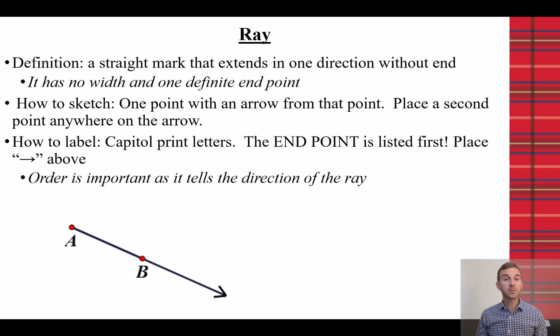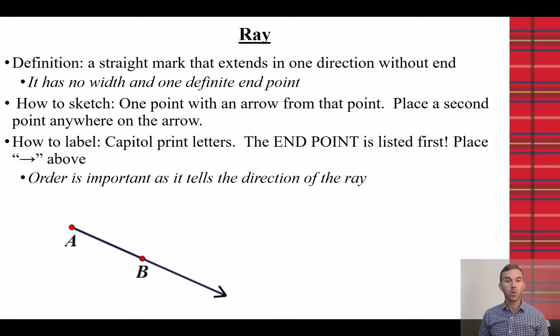Now, a ray is going to be a straight mark that goes in one direction without end. And it's important to recognize here that we have a definite endpoint. And that endpoint is how we start labeling. We're going to use that endpoint and then a second point which it goes through, and then put the single arrow pointing to the right to help us do our order.